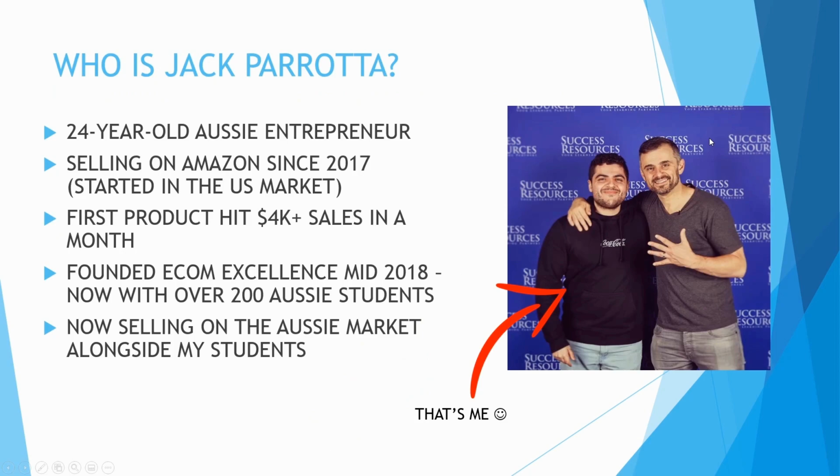Before we get into this, you're probably wondering who I am. If this is one of the first videos you've seen of me, you might have been following the channel for a while, but if not, I am going to tell you a bit about me. So basically, my name is Jack Parrotta, and I am a 24-year-old Aussie entrepreneur. I always had your basic 9-to-5 jobs, working in retail and doing some work for my parents here and there. But I really started this online stuff back in 2017.